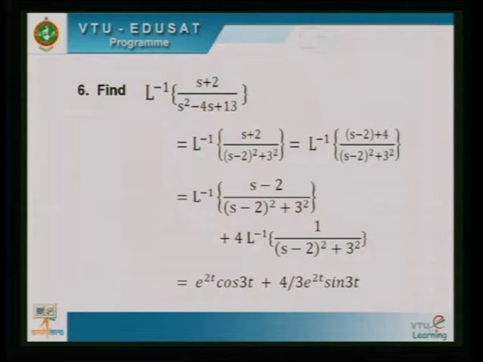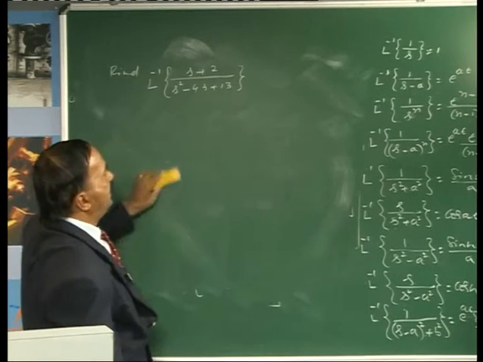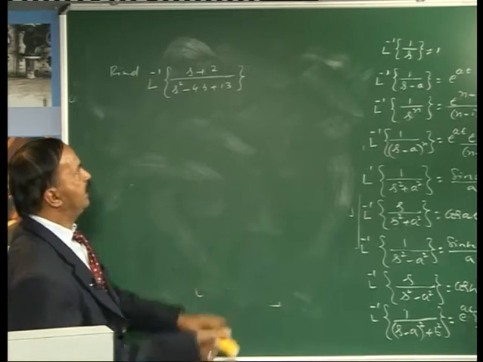Find L inverse of (s plus 2) divided by (s square minus 4s plus 13).